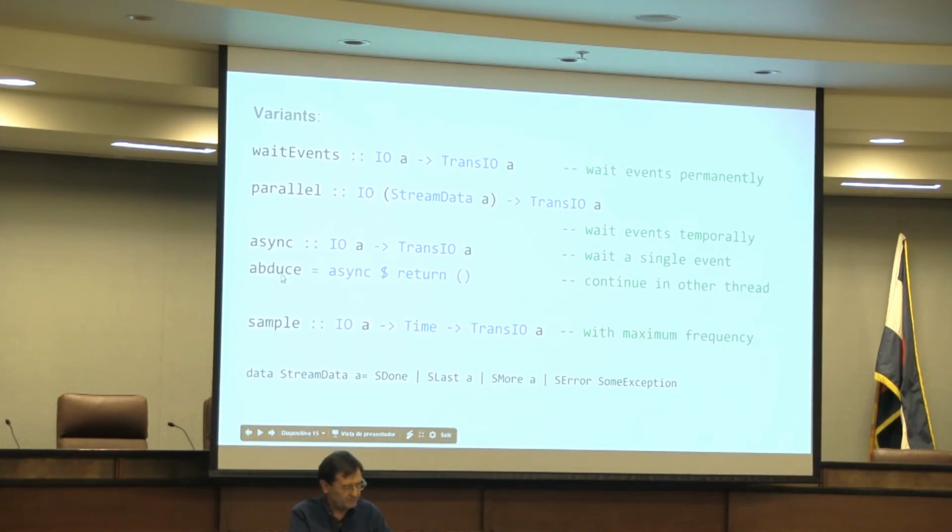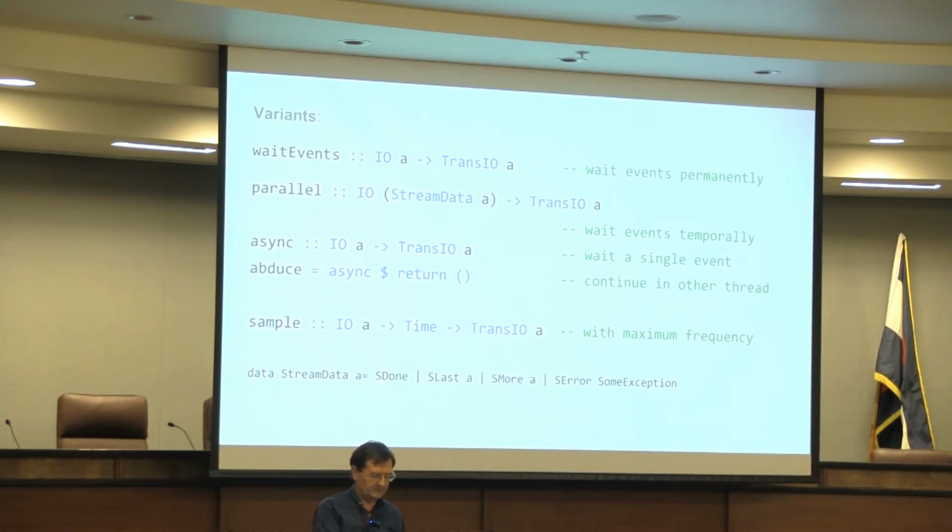And abduce is nice, but it is a version of async. What it does is simply continue the computation in another, different thread. It does exactly the same, but in another thread, and returns empty to the current thread, so it can execute an alternative computation.